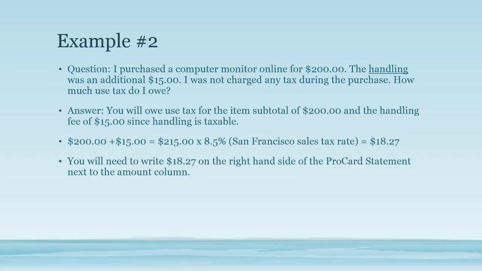In example number 2, the question reads, I purchased a computer monitor online for $200. The handling was an additional $15. I was not charged any tax during the purchase. How much use tax do I owe? The answer is you will owe use tax for the item subtotal of $200 and the handling fee of $15 since handling is taxable. You will calculate $200 for the item and $15 for the handling fee, totaling $215. Multiply that by 8.5%, which is the San Francisco sales tax rate, giving you a total of $18.27.